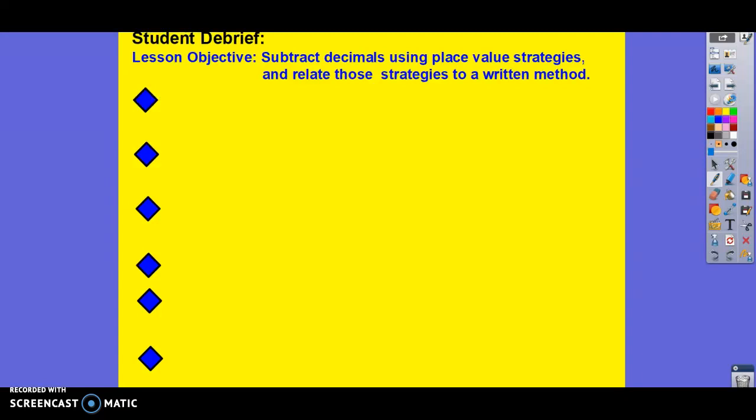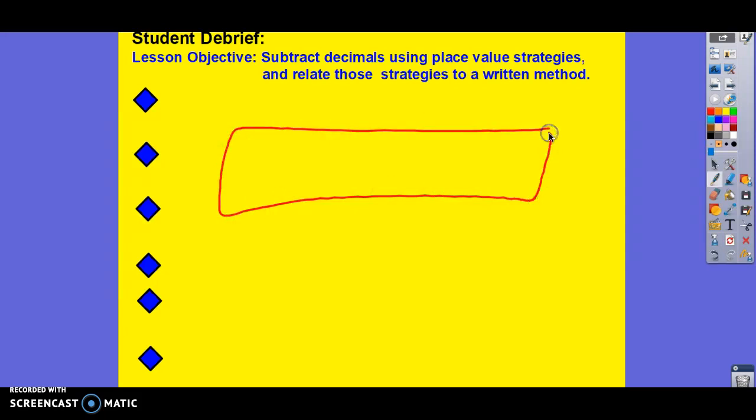All right, students, you've done a great job today with our learning target. Our objective was to subtract decimals using place value strategies. We've subtracted in the tenths place, the hundredths place, and the thousandths place. We had various examples of what to do if those place values were missing for us, and how to solve questions using standard form, expanded form, word form, and even word problems. Relate those strategies to the written method.